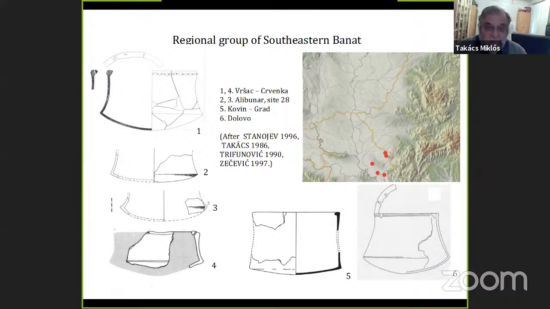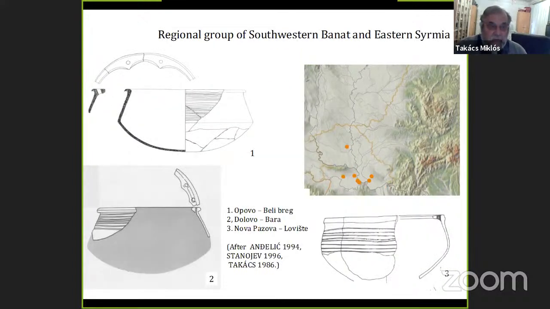The second vessel type is spread in southwestern Banat and eastern Sirmia. This is the vessel type with a much more rounded body and with this incised decoration of straight lines. It is found between Pančevo and Sremska Mitrovica, and there is also one in Bačka, at Bečej. The site of Nova Pazova is very good, because it is dated to the second part of the 11th century, while we also have items from the 13th century. So again, it is not the chronology that is different, but the territorial spread.